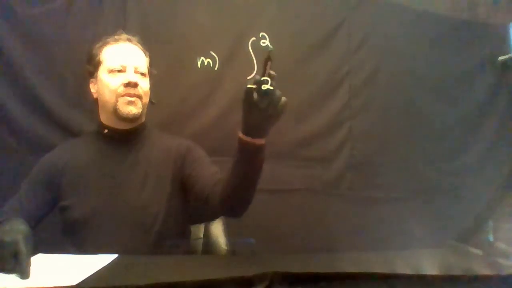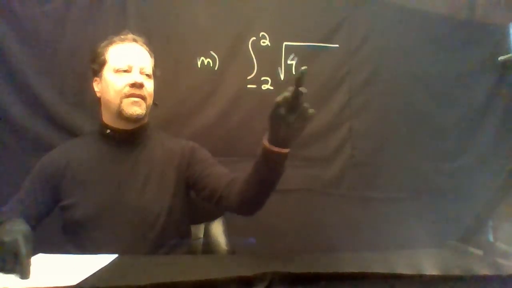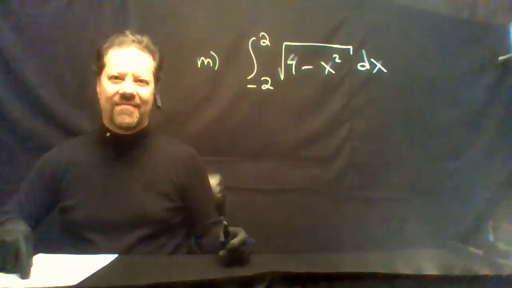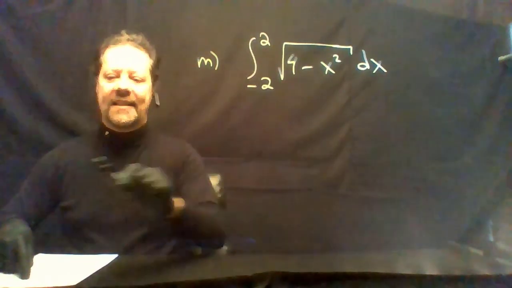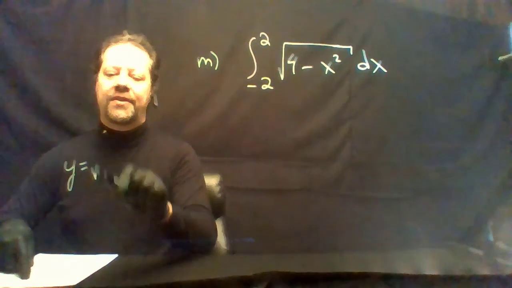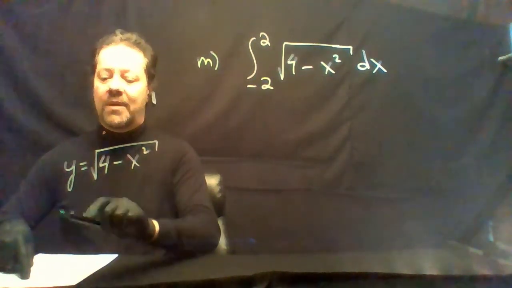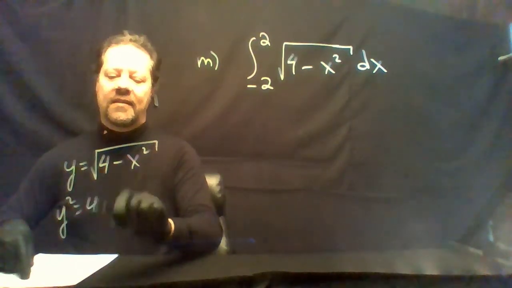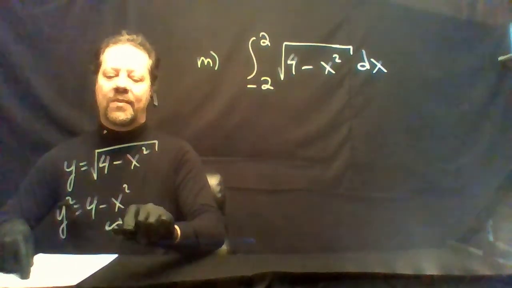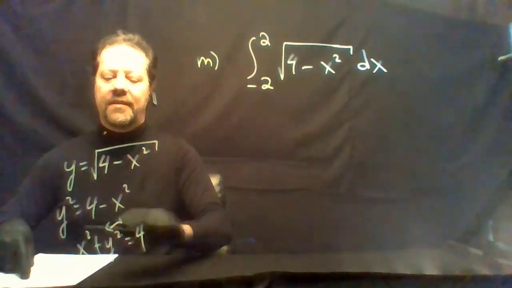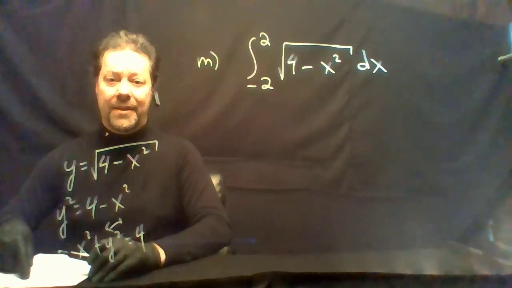On part M, I give you the integral from -2 to 2 of the square root of 4 minus x squared. What I'm hoping that you'll recognize is that if you take the function y equals the square root of 4 minus x squared, square both sides and move the x squared over, you'll see that you're dealing with at least a portion of a circle of radius 2.